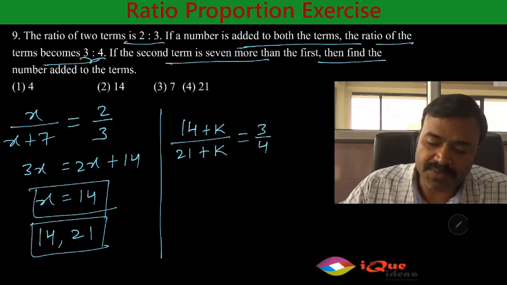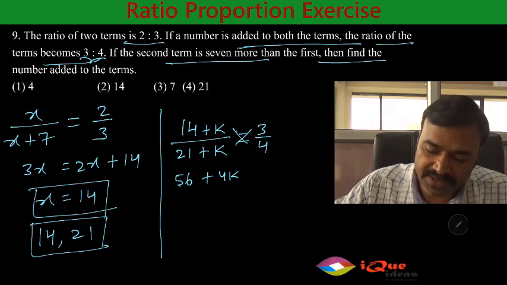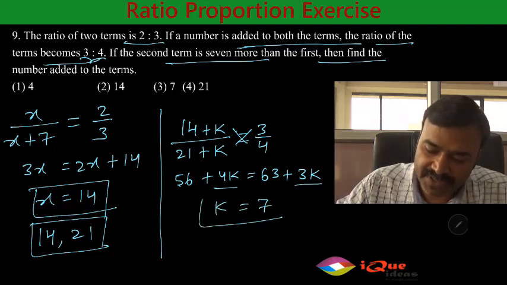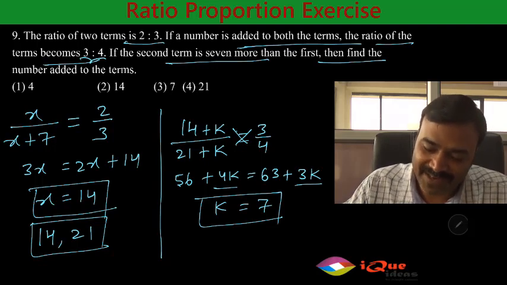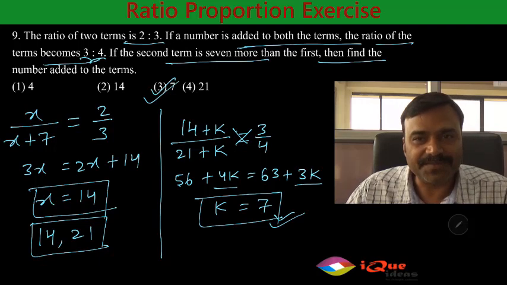Okay, just cross multiply. You will get 4 into 14 is 56 plus 4k. We have to cross multiply like this. And 3 into 21 is 63 plus 3k. Now 4k minus 3k is k, 63 minus 56, 7. Perfect. Fantastic. So k is 7. Alright. We can check it. 14 plus 7 is 21. 21 plus 7 is 28. Perfect. 3/4. So the answer to the question is 7. That is third option. Right.